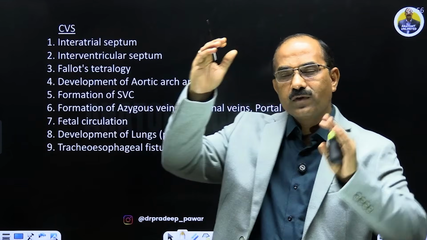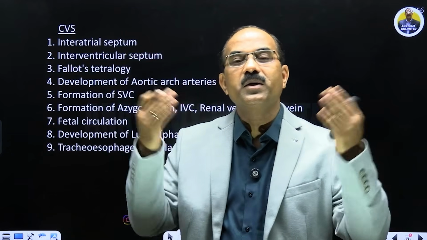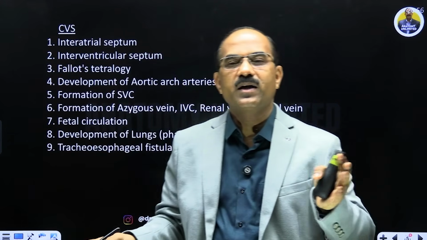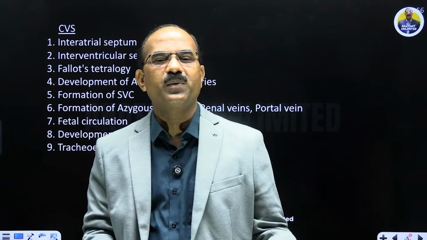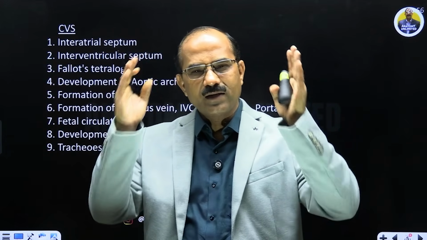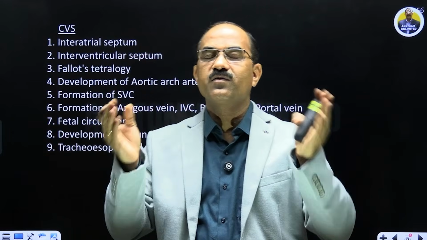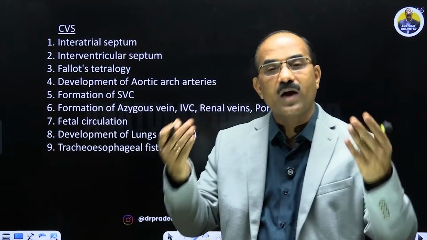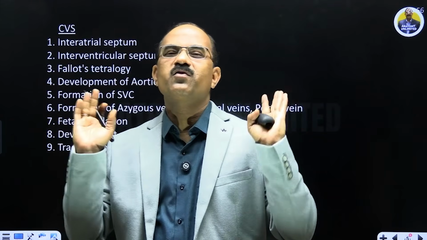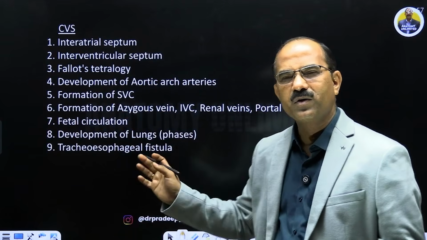The development of the various aortic arch arteries, the arch of aorta, the subclavian, the pulmonary trunk, the common carotids. What is a double aortic arch? What is the abnormal right subclavian artery that you need to know? Formation of SVC, the anterior, the posterior cardinal veins. Anterior cardinal veins, anastomosis, the formation of SVC, the formation of coronary sinus, the formation of azygos vein, the formation of IVC, and the formation of portal vein. Everything is important. All these vein formations are very important. Renal vein, portal vein.